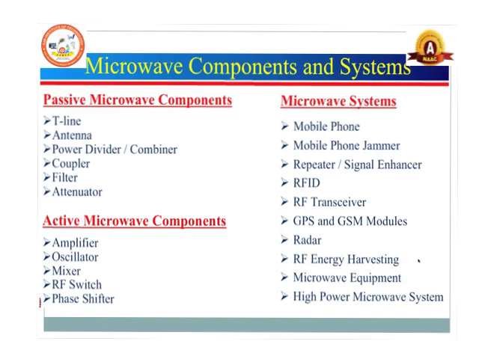This is about the introduction to microwaves. We discussed the electromagnetic spectrum, what bands are available in it, what the microwave frequency band is, and the frequency range and application of each band. We also covered the block diagram of the microwave communication system, what microwave passive components and active components are, as well as microwave system examples.